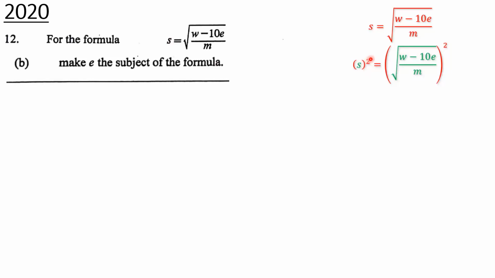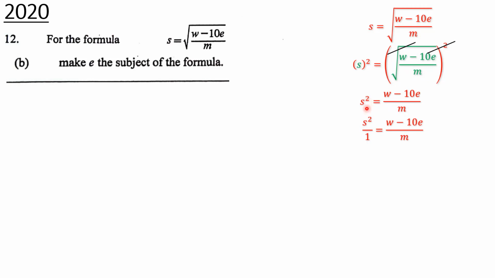And so we have S squared, and then we have this quantity squared. And if we square this quantity, the square root and the square are going to cancel each other out, leaving us with just S squared is equal to W minus 10E all over M. S squared equals W minus 10E all over M. The next thing that we're going to do here is, it would be good if we could cross multiply. And so I'm going to put S squared over 1, right? The reason why I put it over 1 is so that we can cross multiply. It prepares us to cross multiply.